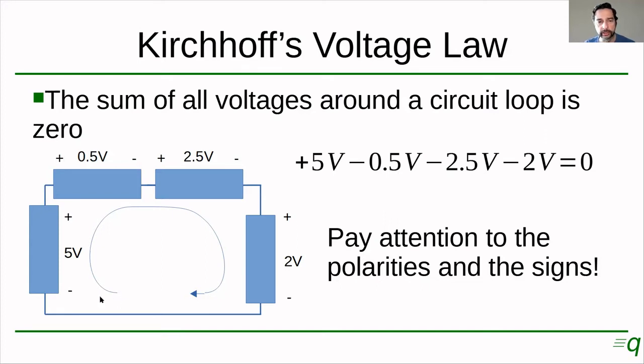So let's start at 0 here, and we start plus 5, right? Minus 0.5, that is 4.5. Minus 2.5, that is 2. And again, minus 2, that's back to 0. So if we go around this loop and we add all the voltages with their proper signs, we're going to get 0.